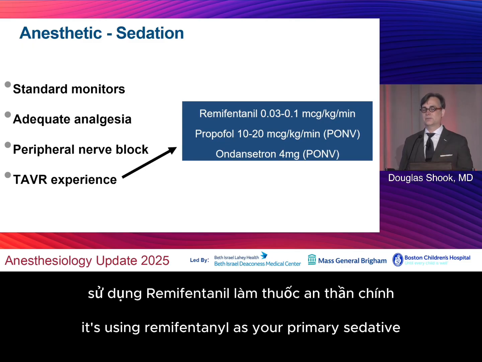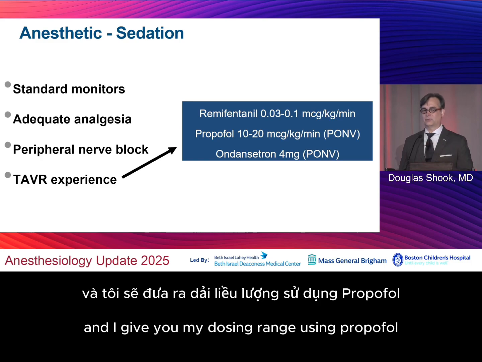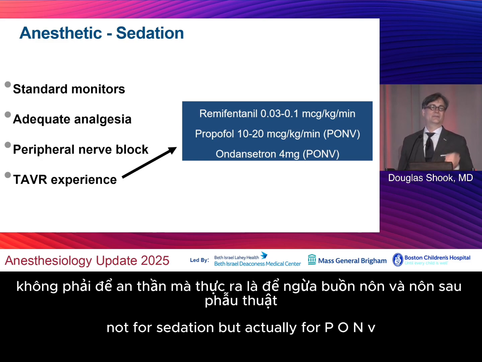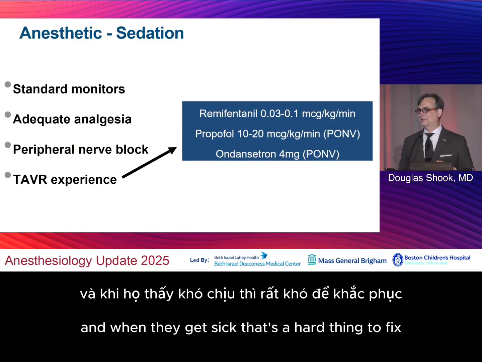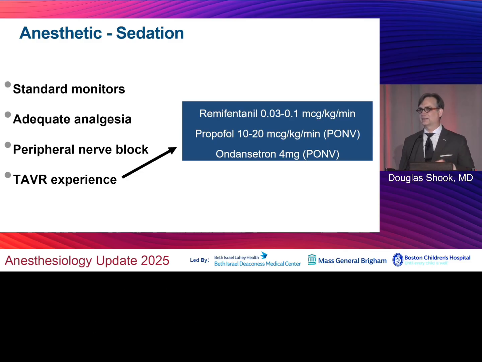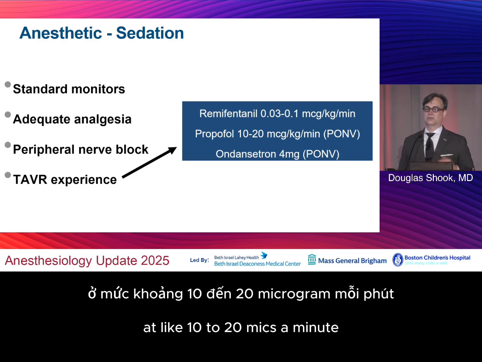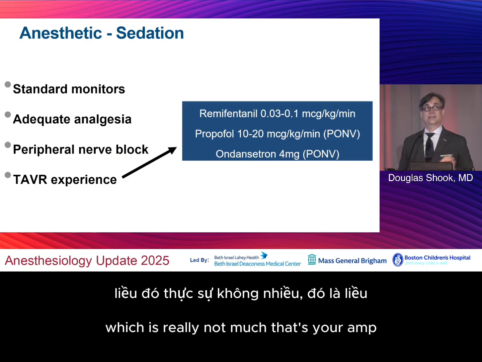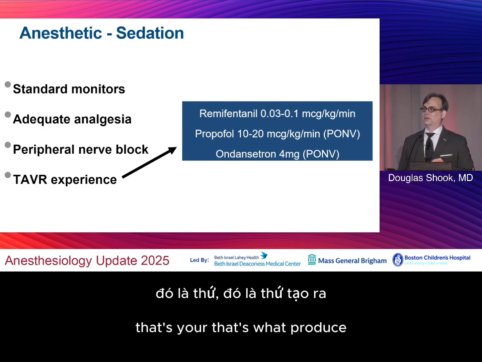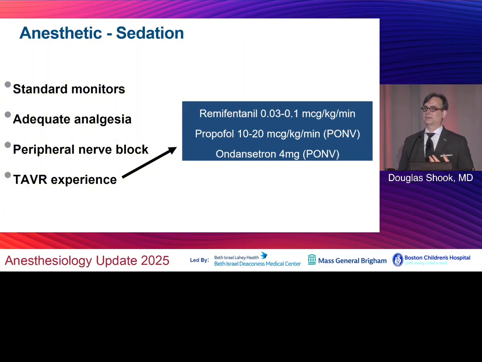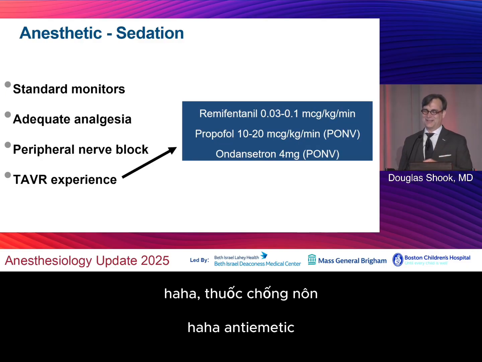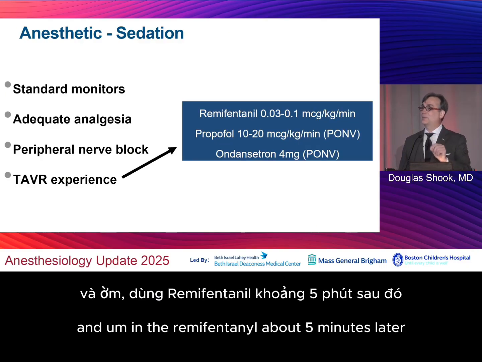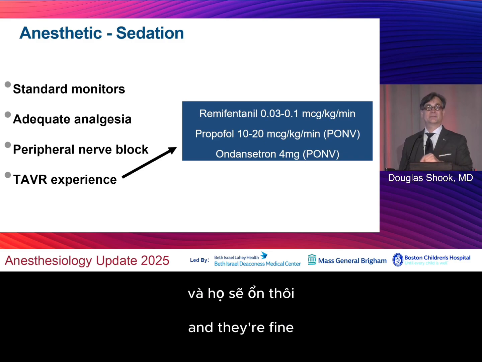And basically it's using remifentanil as your primary sedative, and I'll give you my dosing range, using propofol not for sedation, but actually for PONV, because remi can cause people to get sick. And when they get sick, that's a hard thing to fix. But if you start with propofol for a minute or two at like 10 to 20 mics a minute, which is really not much, that's what prevents your PONV, antiemetic. And then you start the remifentanil about 5 minutes later, and they're fine.